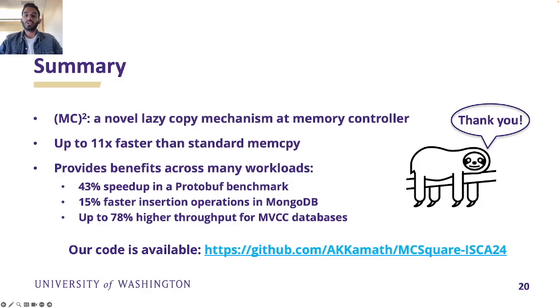To summarize, we introduce MC², a novel lazy copy mechanism at the memory controller, which provides up to 11x faster copying than standard memcopy. It provides benefits across workloads such as protobuf, MongoDB, and MVCC databases, and our code is completely open source on GitHub.